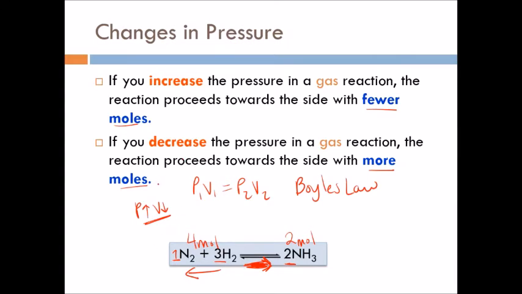So sometimes they will phrase the pressure questions like, which way is it going to shift if I decrease the volume of the container? Well, if I decrease the volume of the container, that means pressure is going to increase. Then I would shift to the side with fewer moles. Now, if I increased the volume of the container, that means the pressure is going to decrease and the reaction would shift towards the side that had more moles of gas.